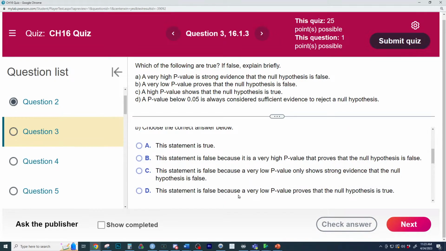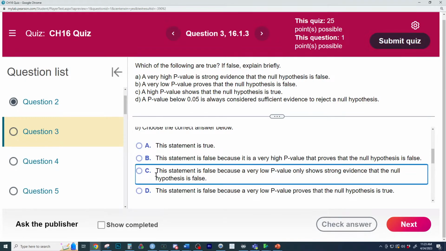The statement is false because a very low p-value only shows strong evidence that the null is false. That's good right there.